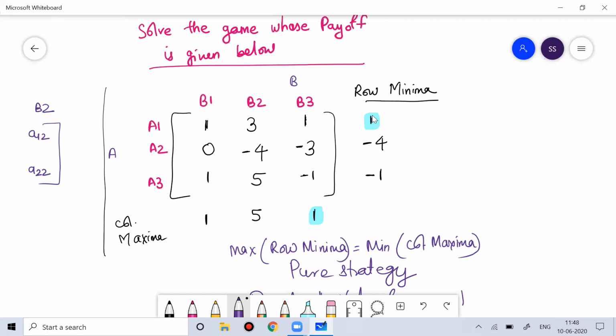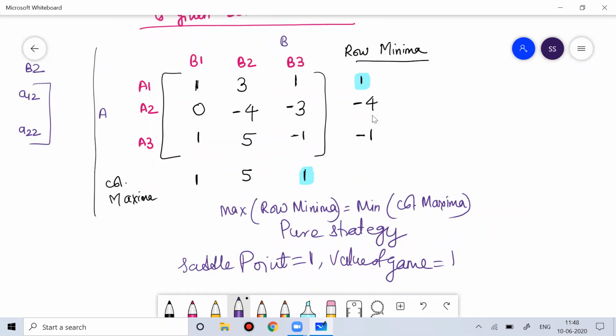Simple problem. I believe you can understand this is very easy. And in the exam, you will not get a higher marks question; you'll get a 6 marks question from this chapter. So once you get this problem, first test this: if the maxima of the row minima is not equal to the minima of the column maxima, then there's a mixed strategy. Otherwise, if you're getting a common value, you are done, and you don't have to worry.